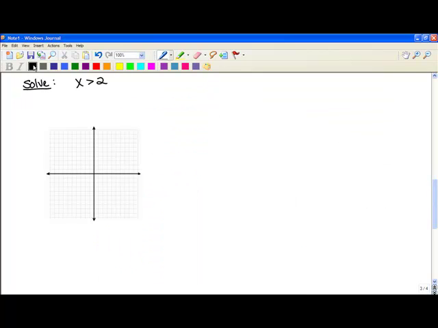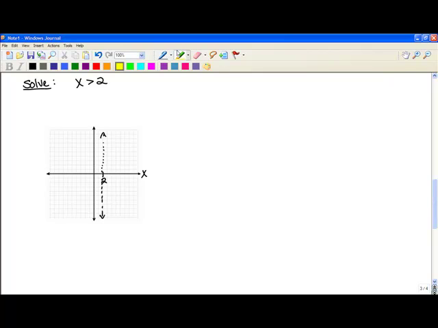Our next inequality is x greater than 2. Now notice that this inequality does not have a y. So we need to think about x at the value 2. So looking at the x-axis, the value 2 is right here. Now since our sign is a greater than sign with no equals, we need to use a dashed line. And we'll put a dashed line at the value 2.